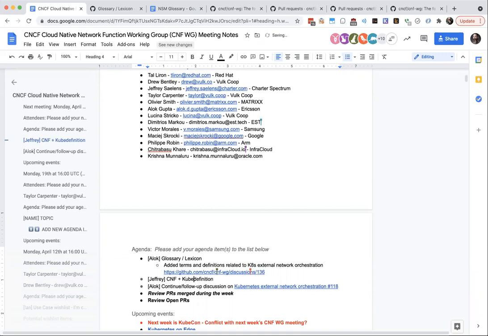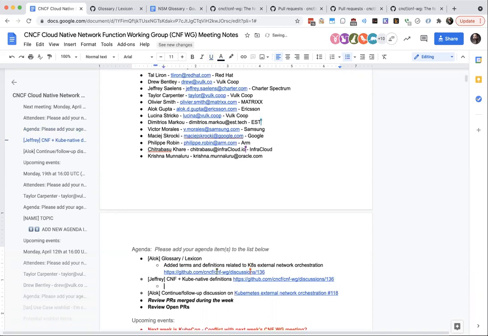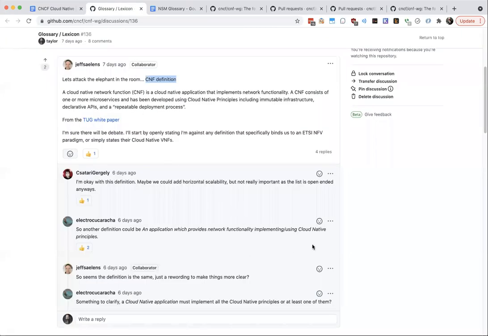Not only that, but we should assume this definition is really just a placeholder, because we just got done discussing for 30 minutes the fact that basically everything we're using to build the definition of a CNF is poorly defined. So you get into this weird chicken and egg scenario. But as people come and start checking us out, if they just want to go back to their boss and say, this is what a CNF is based on what I heard from the CNF working group or the TUG, they at least have something.